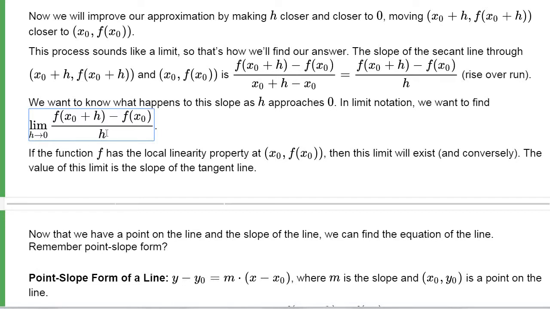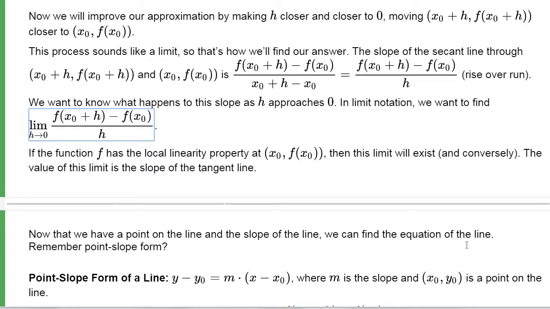that give us? If the function f has a local linearity property at this particular point, then that limit will exist, and vice versa. If this limit exists, the function has a local linearity property, and that limit will give us the slope of the tangent line. So if I zoom in on the function, it looks straight. I want to know what is the slope of that line that it looks like. Then the slope of that line it looks like is equal to this limit.